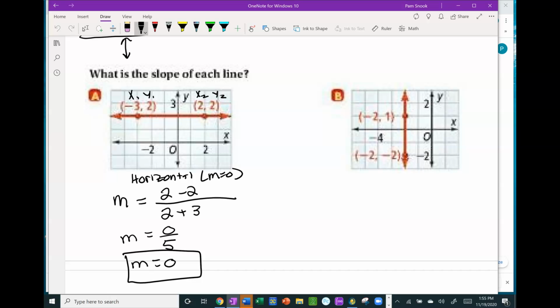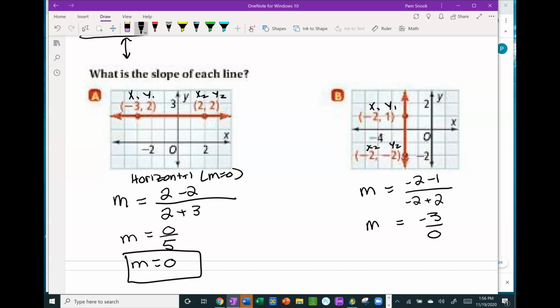Now let's see what happens with a vertical line. If I do slope again, and I'm going to call this one x1, y1, here's x2, here's y2. I'm going to plug it into the same equation, y2 minus y1, negative 2 minus 1, over x2 minus x1, negative 2, minus a negative 2 means a plus 2, and so what I get is a negative 3 over 0.